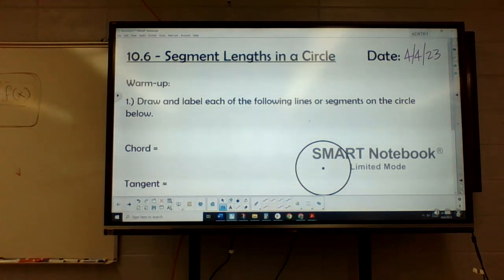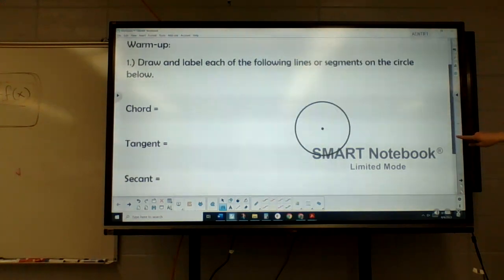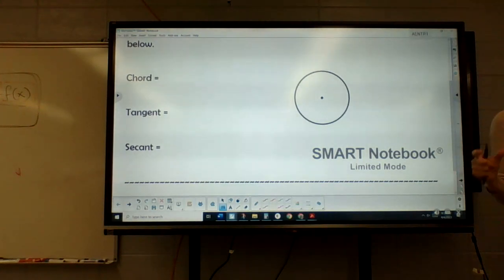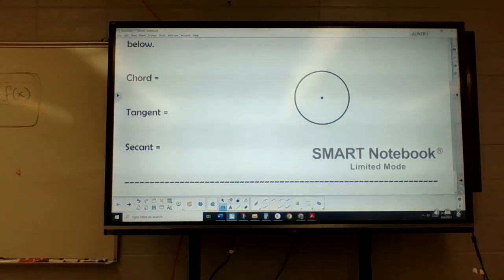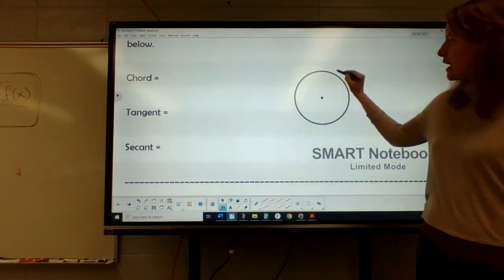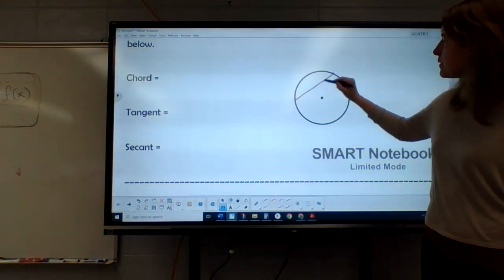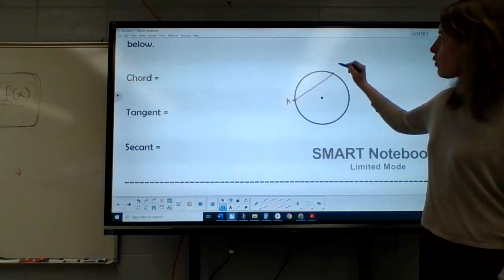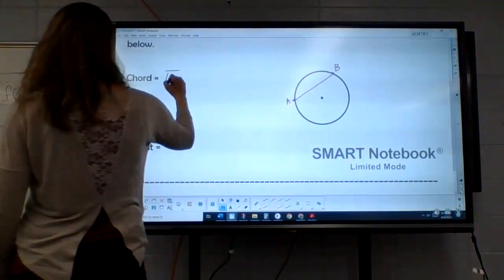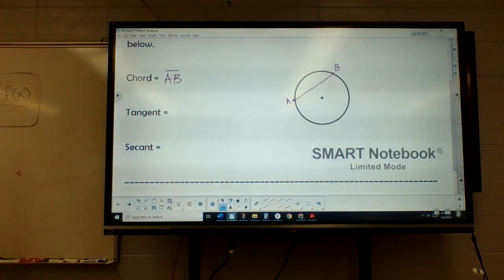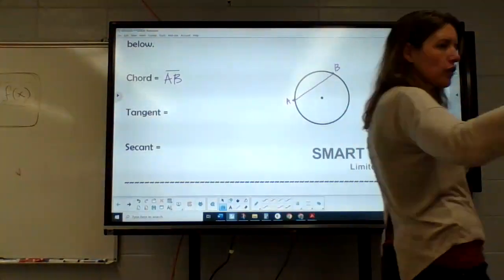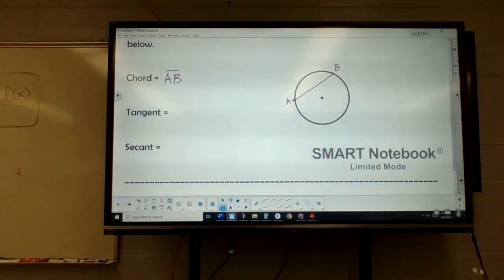So, for instance, a chord stays inside the shape. A chord basically connects two points on the circle, so like AB here would be a chord. When we're talking about a chord here, we'd be talking about the distance from A to B. Think about it as something I would be able to measure with a ruler. So they're not talking about an angle here, they're just talking about the length of that chord.